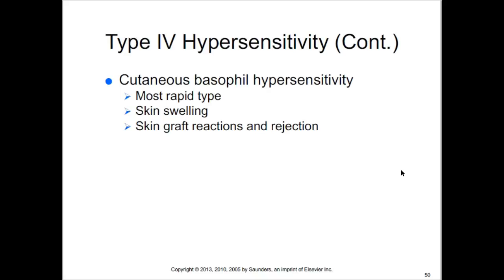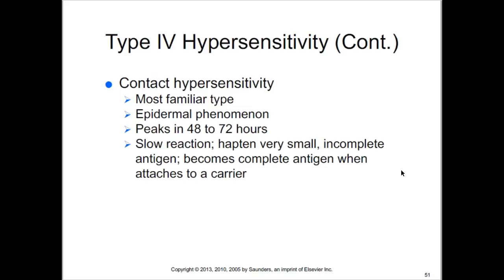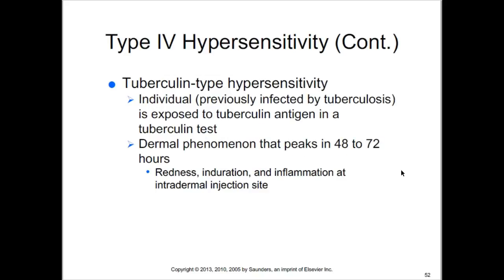It's the most rapid type. You'll see skin swelling, and you might see some graft reactions and rejection as well. Contact hypersensitivity, the most familiar type, peaks about 48 to 72 hours. The haptene is a very small and incomplete antigen. It becomes complete when it attaches to that carrier that I mentioned.